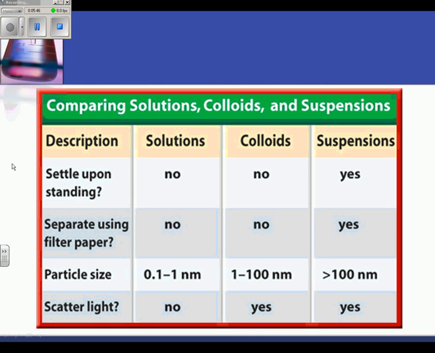This is a pretty good summary. There are a few little things that are mistaken. This is taken out of a physical science book, but these should be right here around 1,000 nanometers instead of 200. One of the things that I didn't address before was, can we separate them using filter paper? Solution and colloids, the particles are still too small. They'll go right through the filter paper. But suspensions, we can filter out those.